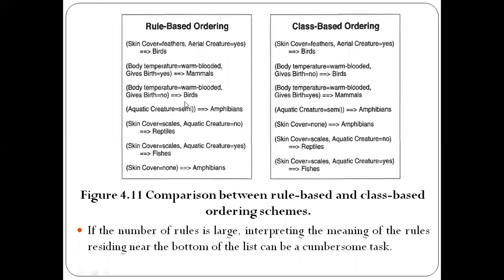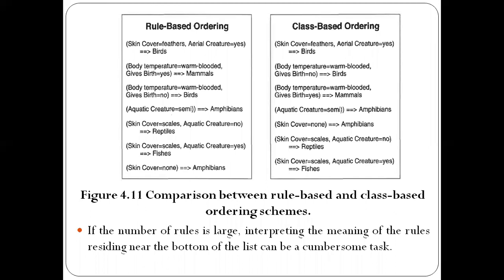One more thing: in rule-based ordering, the rules consider the negation of the precondition of the previous rules. Because of that, we may find it difficult to understand or interpret the low quality rules that appear at the bottom. And in class-based ordering, the disadvantage is that sometimes we may overlook the high quality or high priority rules because of lower order rules. That is the disadvantage of the class-based ordering scheme.